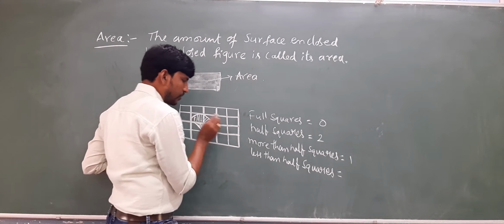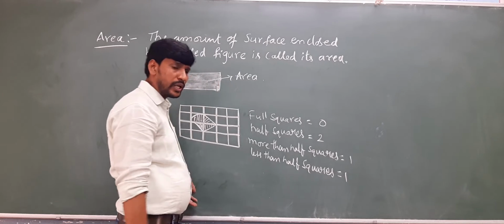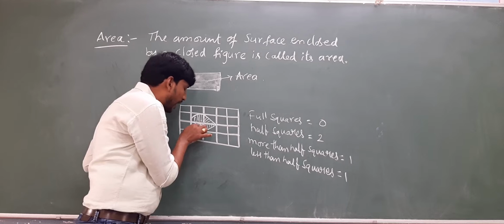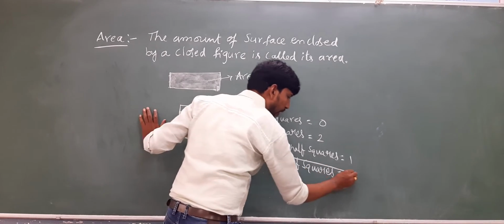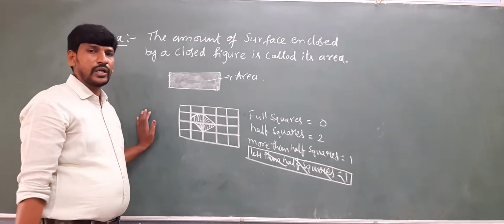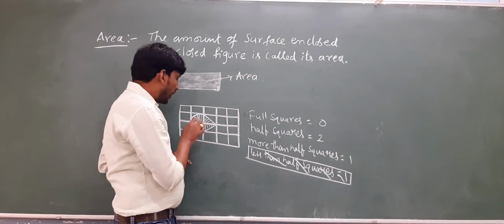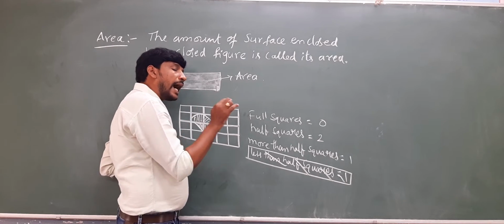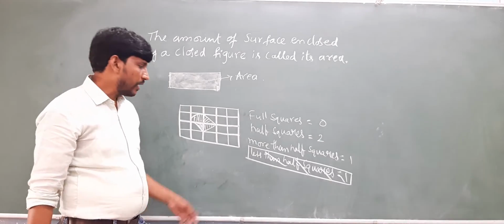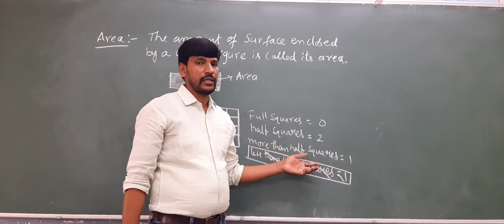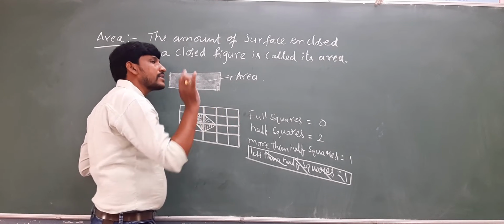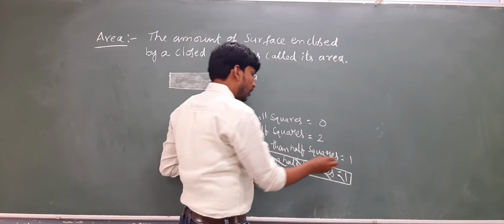Generally, whenever you get less than half of a square, we should not consider this value. We just leave it. And one more thing: whatever region is occupied by more than half of a square, you can count as one full square. So here we have one full square.